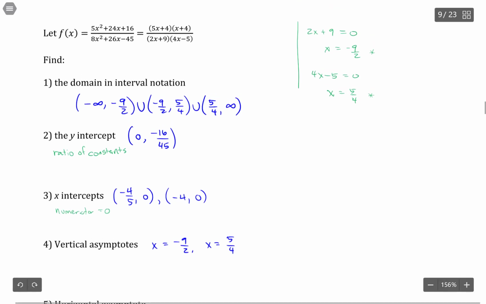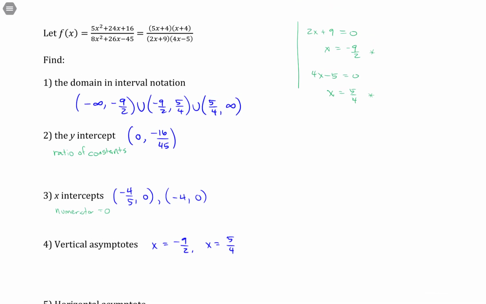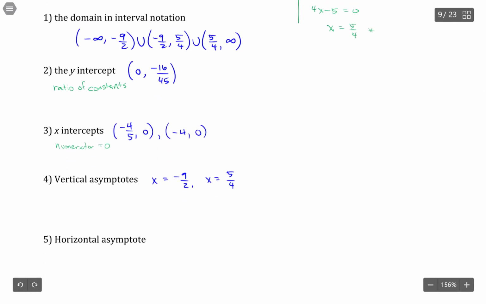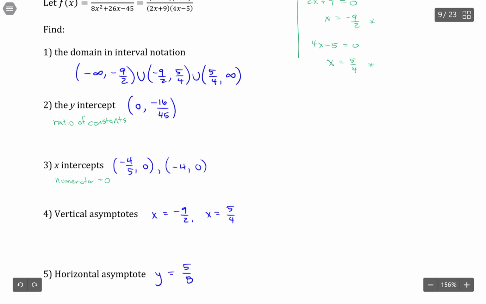Then the horizontal asymptote. There are 3 different rules when comparing the degrees of the numerator and denominator to work with when it comes to horizontal asymptotes. In this case, the degrees are equal, so I take the ratio of the leading term coefficients. So it's going to be y equals that ratio of leading term coefficients, which are 5 and 8.